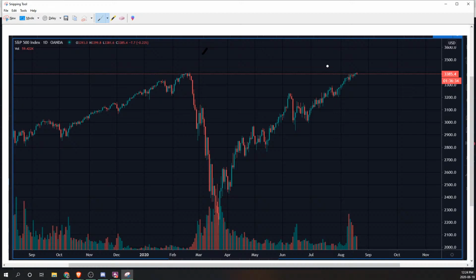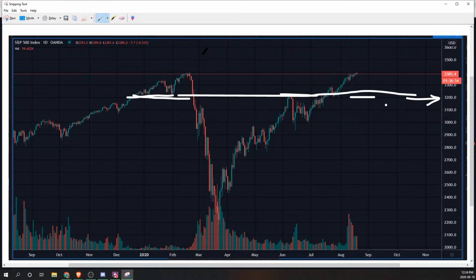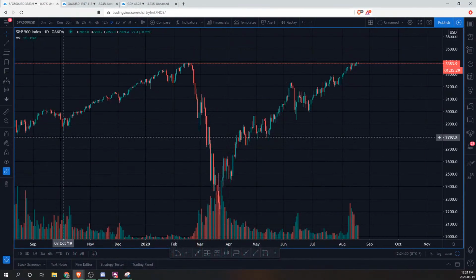Now, the area that I'm really looking at is this previous low turned high in this zone, right around $3,200. It's not an exact price point, we have to remember, but it's this level right around here that I'm going to be looking out for to see if the price is able to pass the zone.